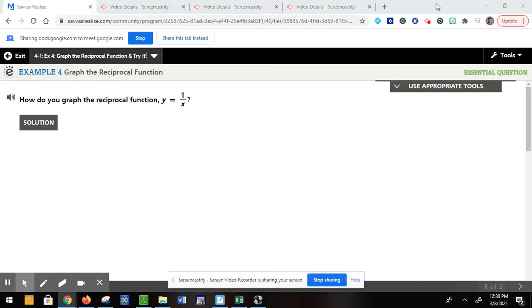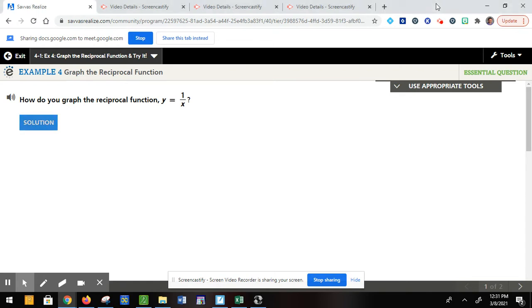In this example, we're going to look at the reciprocal function. So that's y equals 1 over x, meaning x and y are going to be reciprocals of each other, right? So like if x is 2, then y is 1/2. Or if x is 1/2, then y is 2, right? So that's why this is considered the reciprocal function.